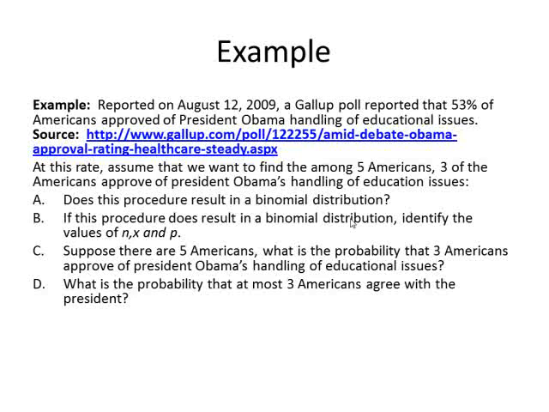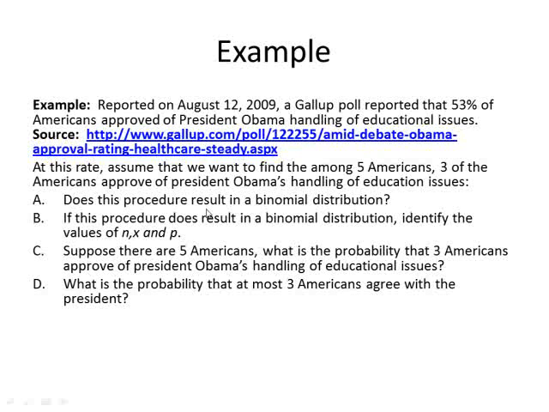So for part A, does this procedure result in a binomial distribution? B, if the procedure does result in a binomial distribution, identify the values of n, x, and p. Suppose there are 5 Americans. What is the probability that 3 Americans approve of the president's handling of educational issues? And then part D, what is the probability that at most 3 Americans agree with the president? So let's go through each one of these piece by piece.